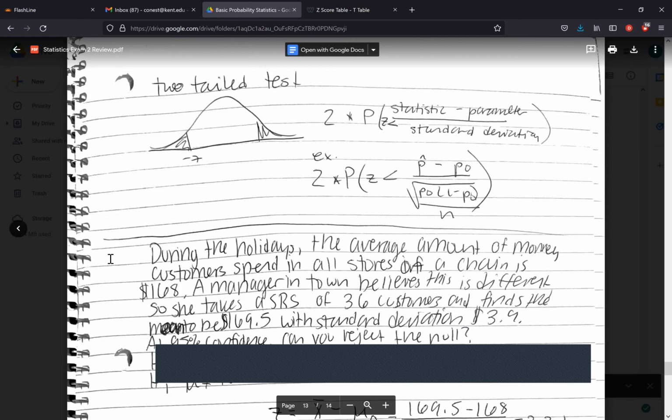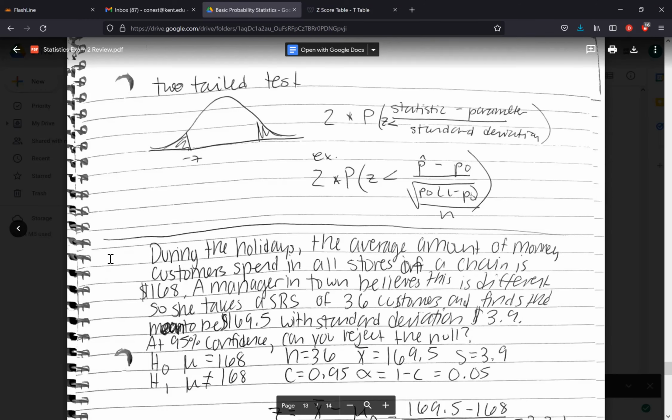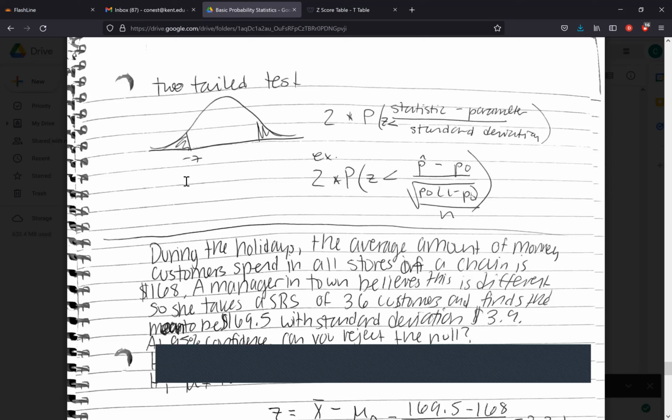One confusing occurrence is with a two-tailed test. So that's on either side of our probability in the middle of the normal curve. So we have to take twice the probability that z is less than whatever our statistic is minus the parameter divided by the standard deviation. This is essentially saying that we're taking twice the probability that corresponds with the negative z-score.